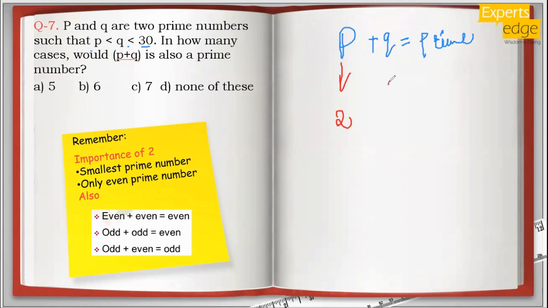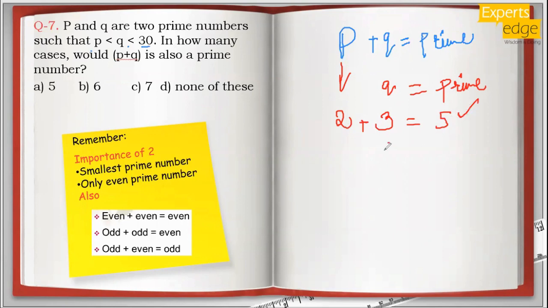So what remains is Q. I just need to check whether the resultant is prime or not. So it's a proper hit and trial question now. P and Q are both prime numbers. You need to go till 30. So after 2, what we have is 3. What is 2 plus 3? 2 plus 3 is 5. It's a perfectly prime number, so it will go.